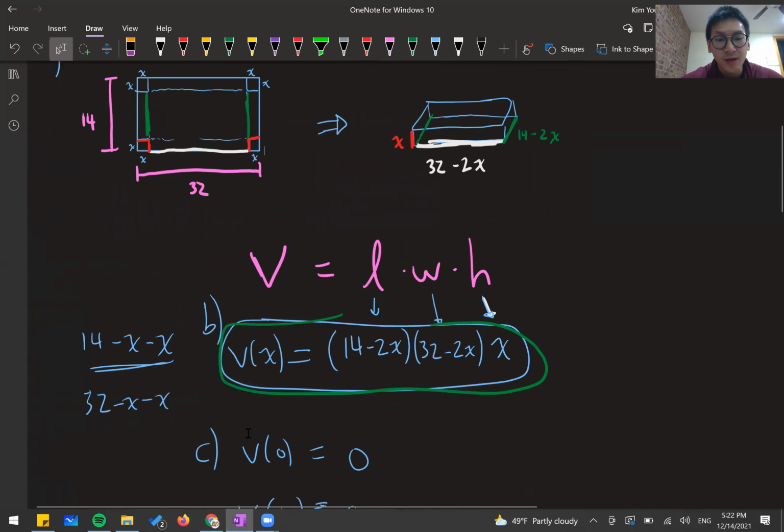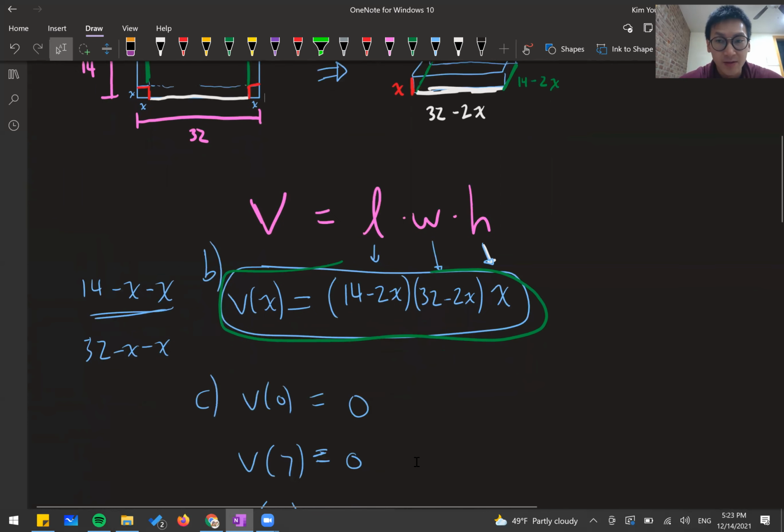One by one. You're going to end up getting v of 0 equal to 0, because when you plug it in here, you get 14 minus 2 times 0, 32 minus 2 times 0. I don't know what those are, it doesn't matter. What's important is that this third factor is going to be 0. So basically it's a number times 0, which is just going to end up being 0.